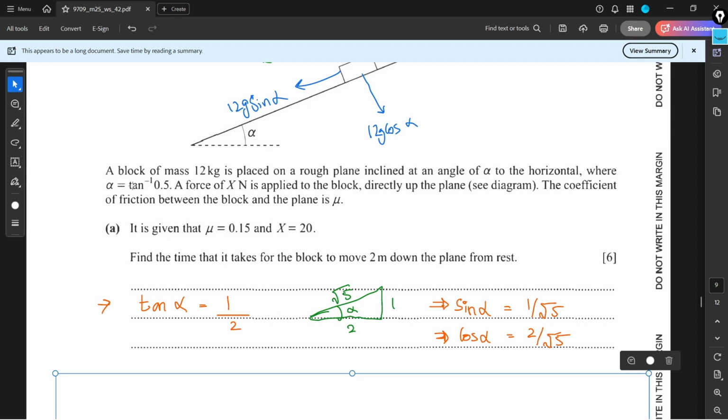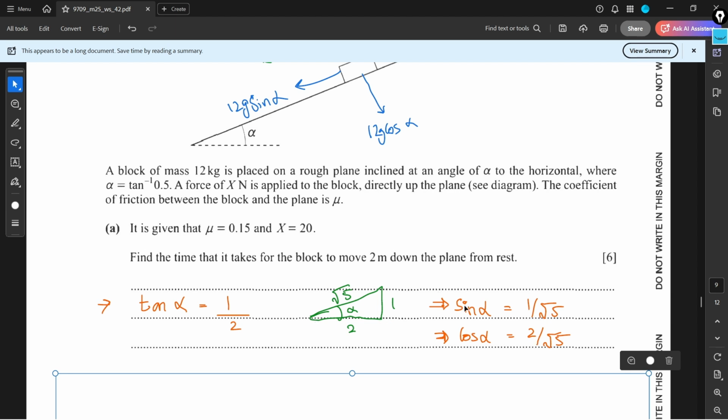So the first thing that I've done is, from this equation, I've said that my tan alpha is equal to half. Then I'm drawing this right angle triangle. I know that tan is opposite over adjacent. So in the opposite side I'm writing 1, and in the adjacent side I've marked 2. Then to calculate the hypotenuse I'm using Pythagoras theorem. That is how I get root 5 over here. Then to get my sine alpha I'm using opposite over hypotenuse, that is 1 by root 5. And for the cos alpha I'm using adjacent over hypotenuse, which is 2 by root 5.